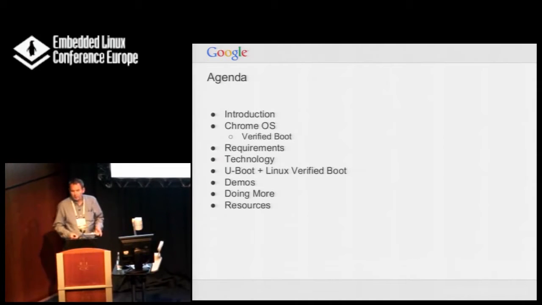So I'm going to talk about Chrome OS, how Verified Boot works in Chrome OS, and then I'm going to step back a bit and talk about the requirements of why we want Secure Boot at all, and also some of the technology that makes it work. I'm then going to introduce Verified Boot, which is upstream in U-Boot, and the Linux components of that, and do a couple of demos if all goes well, and then we'll finish off with some resources.